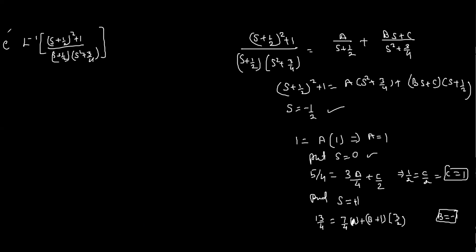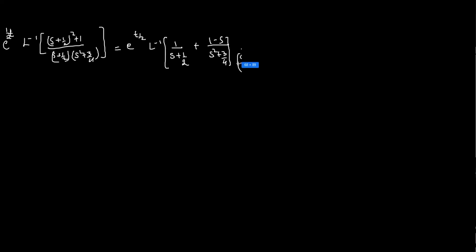E raised to half t. What is A? A is 1. B is minus 1. And C is 1. Okay.